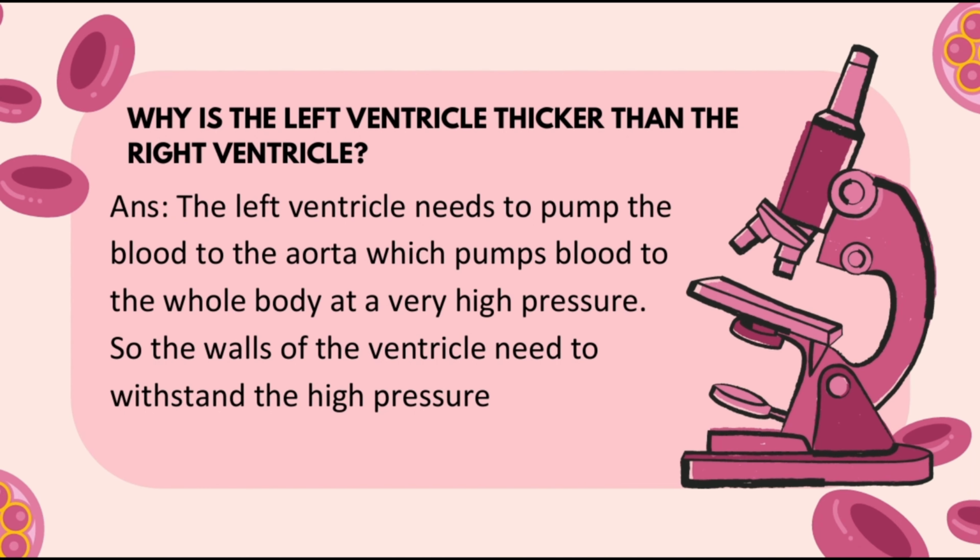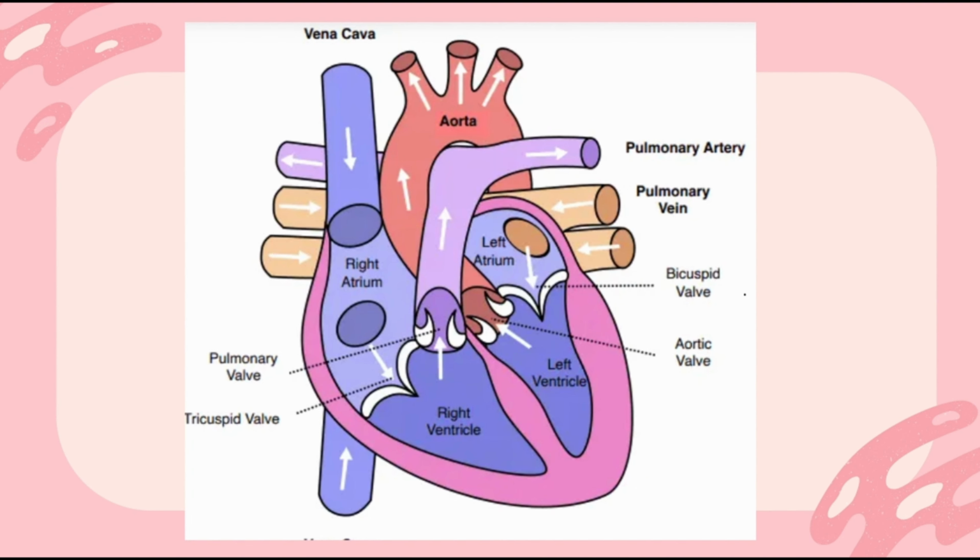Let's move on to the diagram. This is a diagram of the heart. This is a labelled diagram. In your exam, you may be asked to label the diagram of a heart, so make sure you know all the structures. This is the vena cava. The deoxygenated blood enters the right atrium. This is called the tricuspid valve. This is called the bicuspid valve.